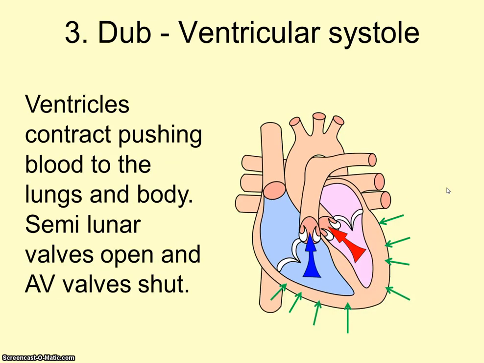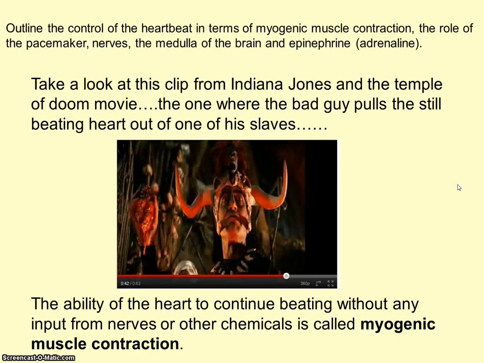Then, after the lub, there's the dub. This is called the ventricular systole. This is again contraction, and it is in the ventricles. The ventricles contract and push the blood upwards. Because the blood's been pushed upwards, this closes the valve between the ventricle and the atria and forces open the valve going up into the aorta or up into the pulmonary arteries. Then the cycle starts again.